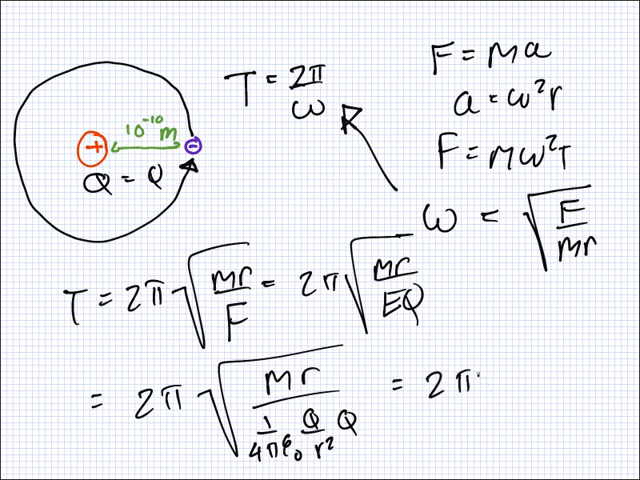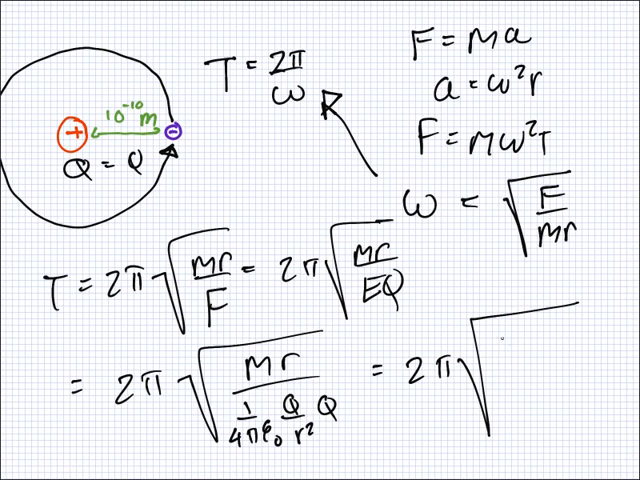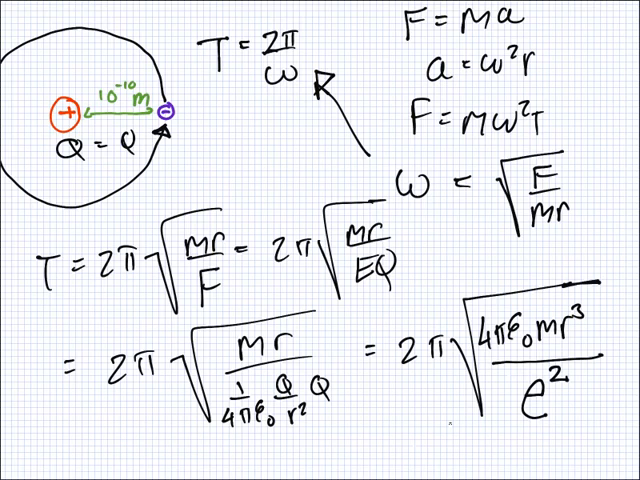So that's 2 pi root mass of the electron times the radius, but there's an r squared here, so that's radius cubed, if that comes up the top. Oh, hang on, I'm running out of space. 4 pi epsilon 0 m r cubed over e squared. Right. That's the time.